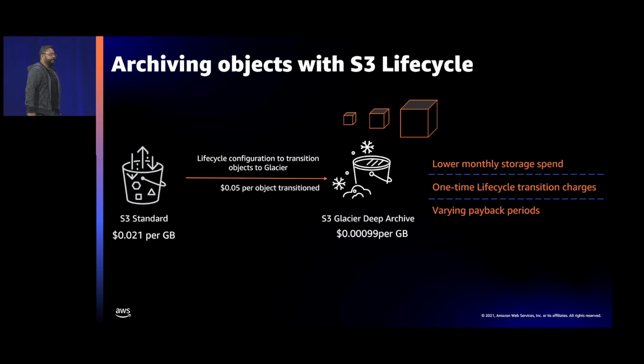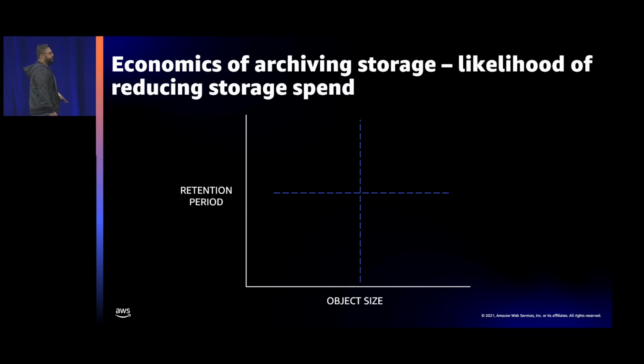For example, let's say I'm sending 10 objects from Standard to Glacier Deep Archive, and I'm paying a lifecycle transition cost upfront. How long does my object need to live within Glacier Deep Archive for me to be able to break even on the lifecycle transition cost? So we did some analysis, and I want to share some of my findings with you.